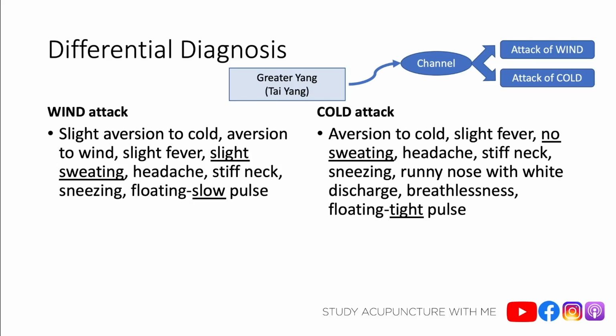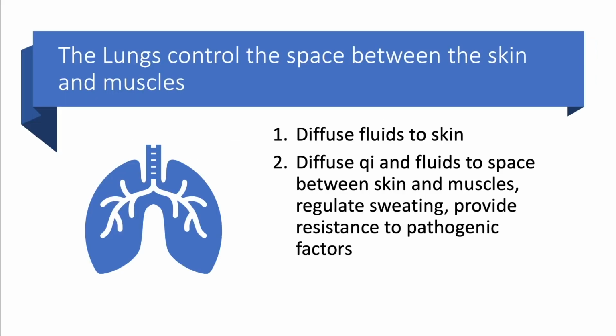So now where do these symptoms come from? And to fully understand that, let's remind ourselves of one of the functions of the lung organ. The lungs control the space between the skin and the muscles, also known as the Tso Li. The lungs diffuse qi and body fluids to the Tso Li, and it regulates sweating. So it diffuses qi and fluids to the space between the skin and muscles. It regulates sweating. It provides resistance to pathogenic factors.